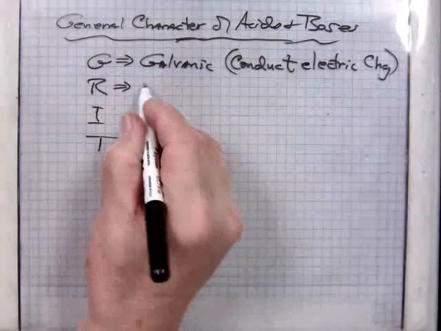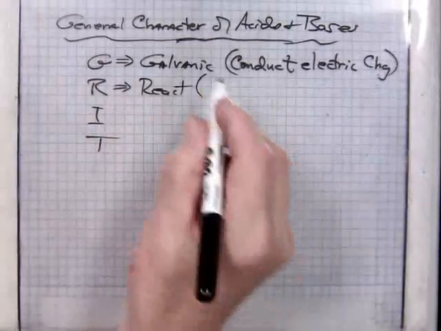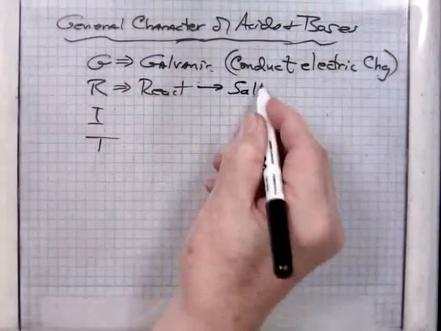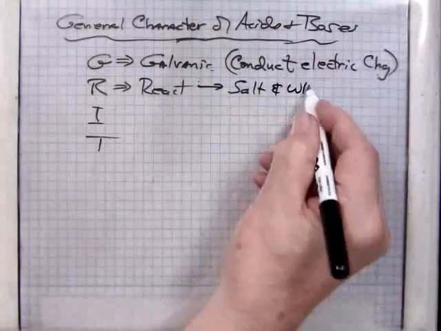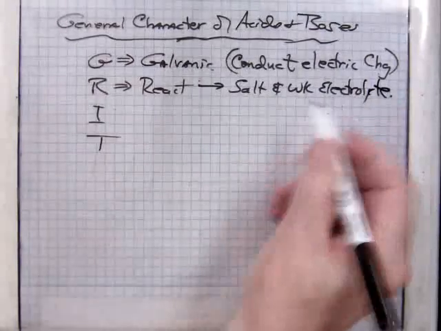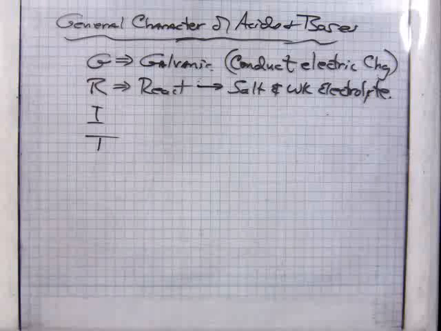R is react. That is, they react to yield a salt and a weak electrolyte. And that weak electrolyte is the driving force of a metathesis reaction. If you've had me from last semester, you'll certainly remember how to define what a driving force is. It's that reagent on the product side that leaves the system and pulls the reaction to completion.